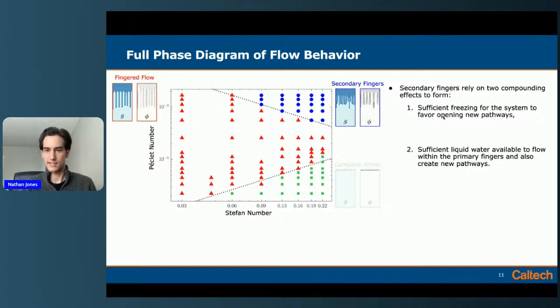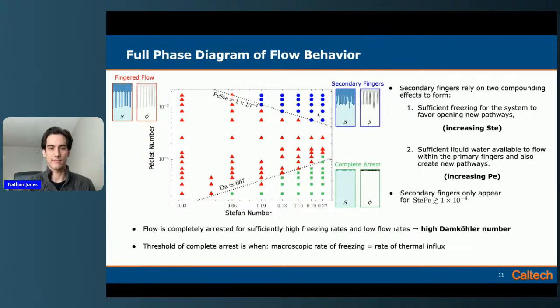And we theorize that this is due to 2 compounding effects. For secondary fingers to form, you have to both have sufficiently high freezing for the system to energetically favor the flow looking for these new thermal equilibrium regions to open new pathways. So that would be increasing Stefan number. But then also you have to have enough liquid flow being provided to these regions to then drive the flow into these new thermal equilibrium regions. And so that would be increasing Peclet number.